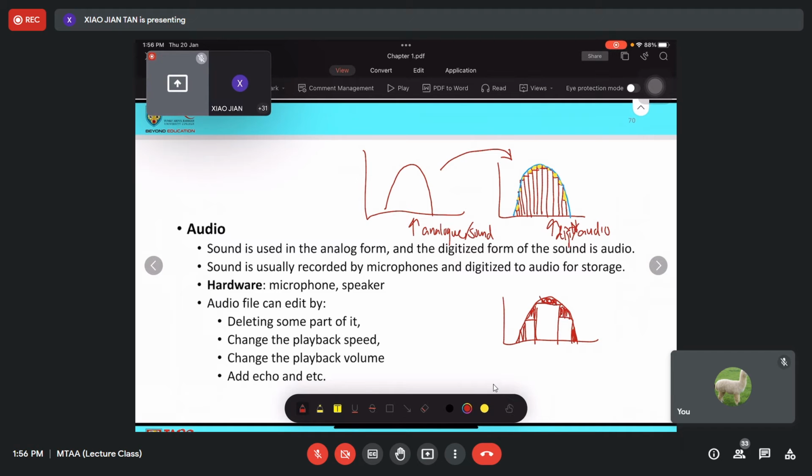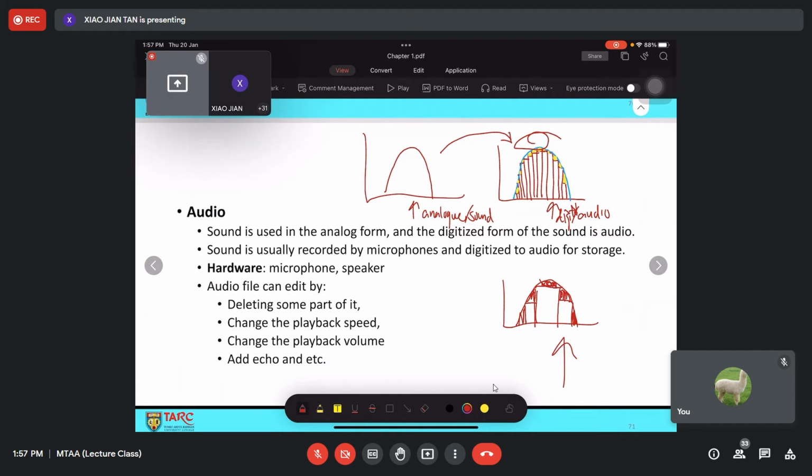But usually we will process the audio or process the image only in digital form, so that is why we need the conversion. But we also need to be very careful about the sampling size. For this one, you will expect a higher sampling. For this one, it's very low, only 3 samples taken. I will explain this more in a later chapter. Sound is usually recorded by a microphone and digitized to audio for storage. Hardware used would be a microphone and speaker. An audio file can be edited by deleting some part of it, changing the playback speed, changing the playback volume, adding echo, and so on.